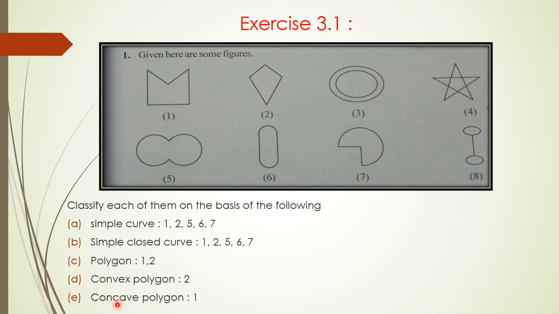Now E, concave polygon. Which is the concave polygon here? Figure number 1 is called the concave polygon because here we have one angle more than 180. This angle is more than 180 and also we have a diagonal. This diagonal is coming on the exterior side of the polygon. So it is a concave polygon.